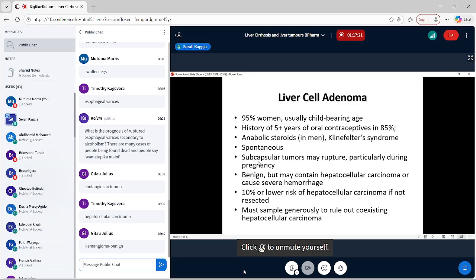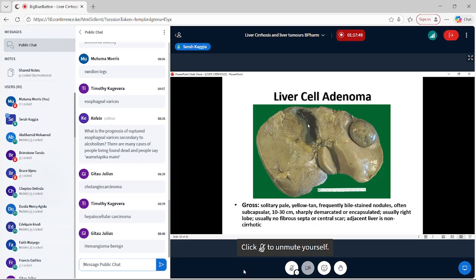And the location many times it's below the capsule of the liver. And I will show you just shortly, grossly how it looks, okay? And sometimes of note is that during pregnancy, this may rupture. And I will show you that because below the capsule, this is your gallbladder where it was.